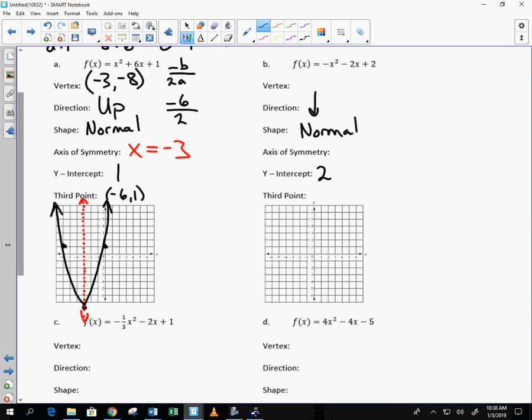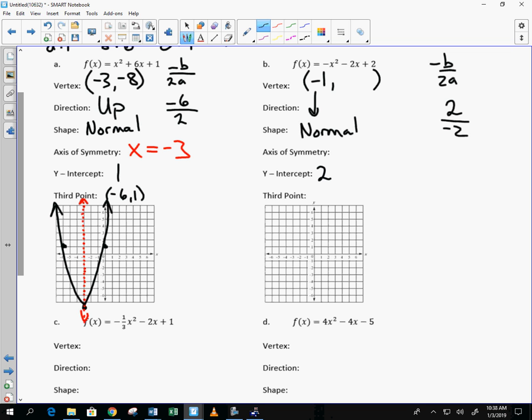Negative b divided by 2a. What is negative b? It's +2. It's opposite what you see, so it's +2 divided by, what is 2 times a? -2. 2 divided by -2? -1. So you can see it's easy to make a mistake there, isn't it? So you got to keep your stuff organized. So I've got -1 for the x value.